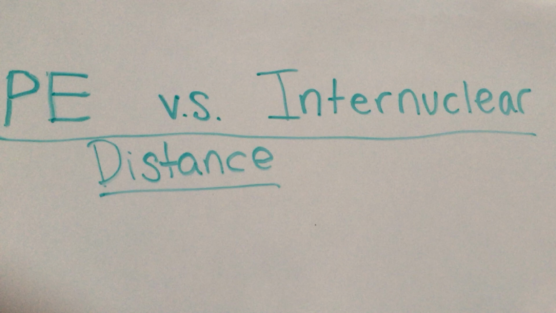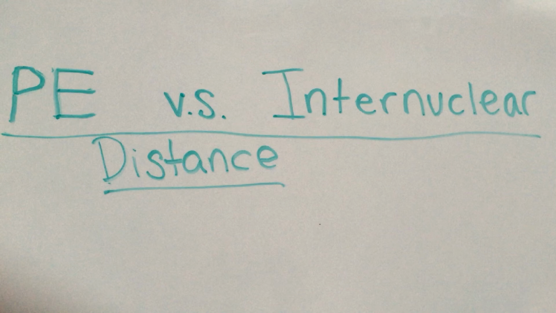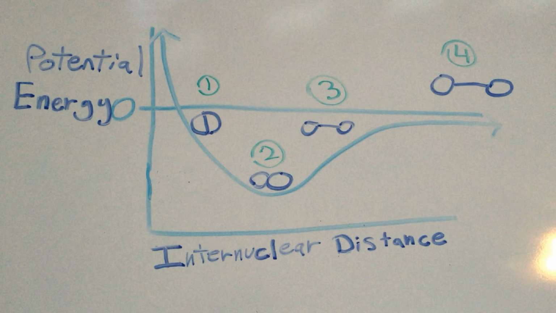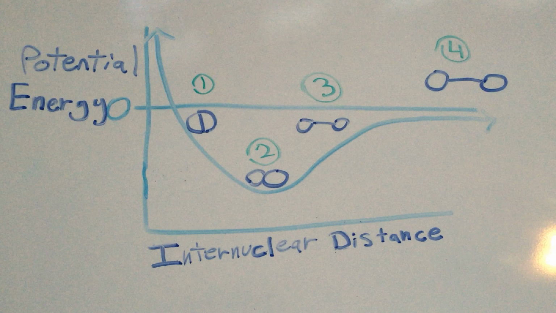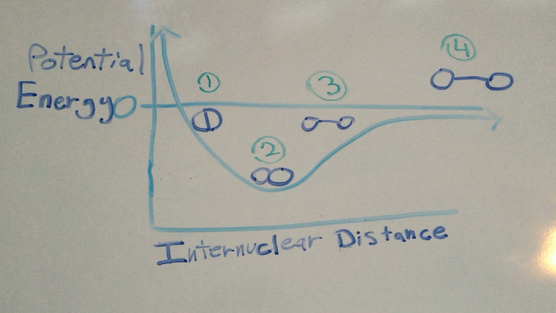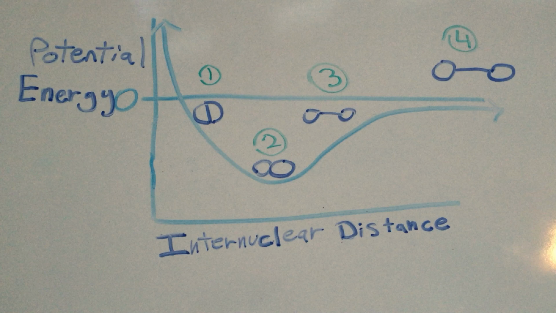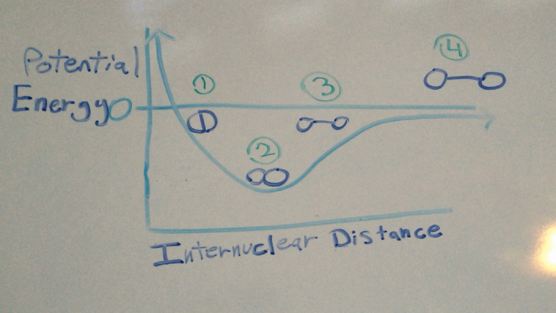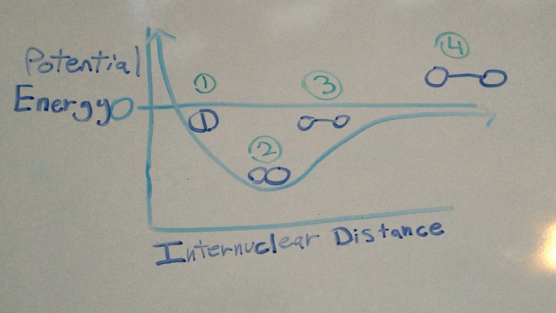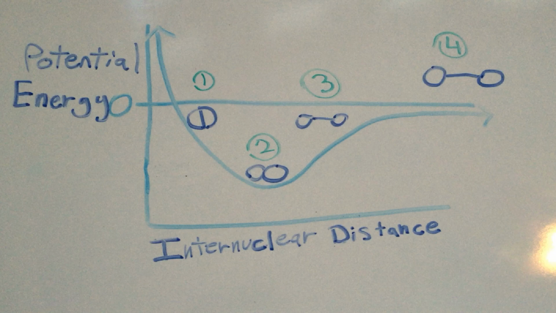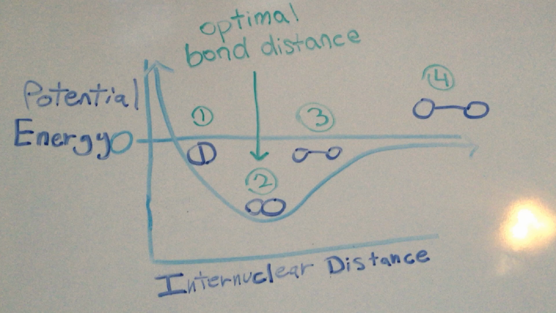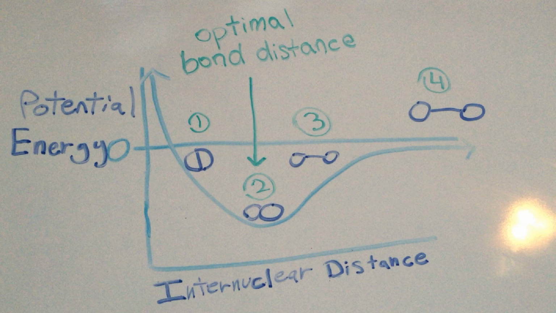Potential energy versus internuclear distance. If two atoms are too far away, they will not interact, such as in structure 4. As the distance between two atoms decreases, there is greater attraction between the atoms and decreased potential energy in the bond. Eventually, as distance decreases, the atoms will reach the optimum bond length, shown by structure 2, where the potential energy is the lowest and the structure is the most stable.